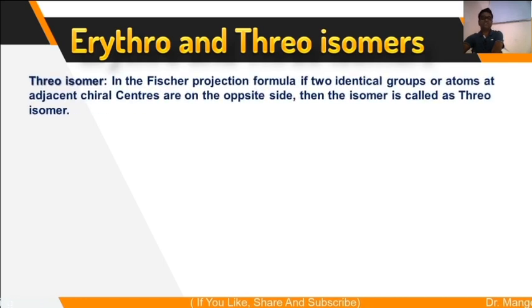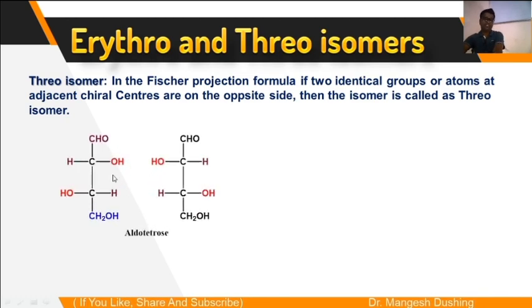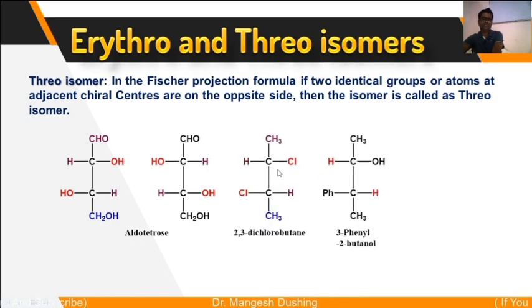Now we see the threo. In a Fischer projection formula, if two identical groups or atoms at adjacent chiral centers are on the opposite side, then the isomer is called a threo isomer. So these are the adjacent chiral centers. OH are on the opposite side of this main skeleton. This H, H are on the opposite side. So this compound is called a threo compound. Similar case over here also, OH are on the opposite side, H, H are on the opposite side. So this is the threo isomer.